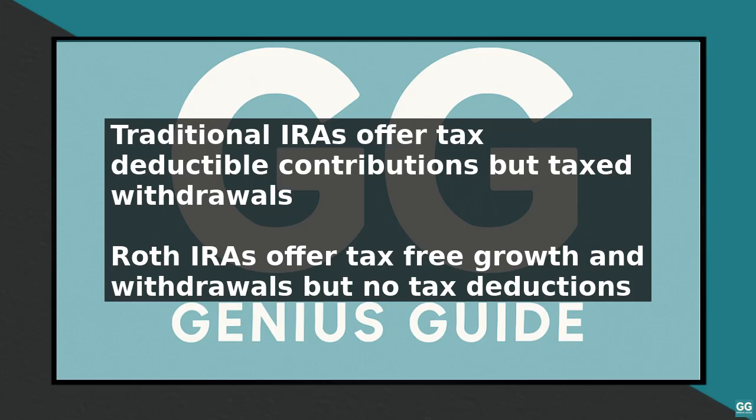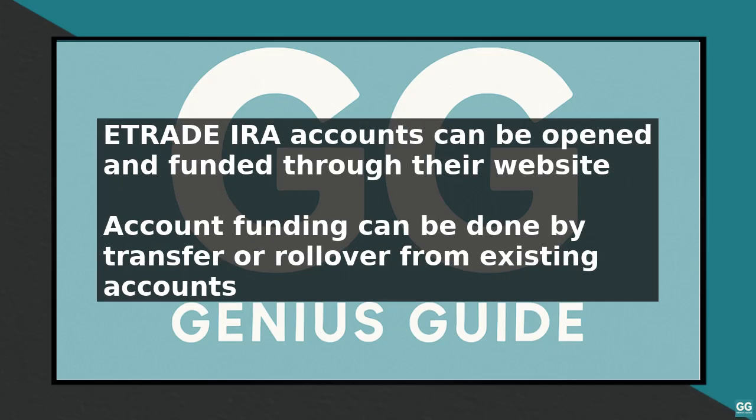To get started with an E-TRADE IRA, you will need to open an account and fund it. You can do this by visiting the E-TRADE website and following the online application process. You will need to provide some personal and financial information, such as your name, address, and social security number. You will also need to fund your account, which can be done by transferring money from your bank account or by rolling over an existing retirement account.